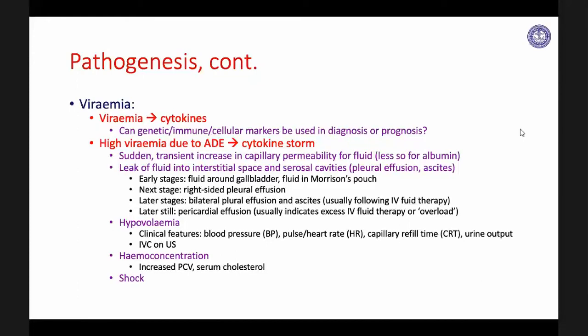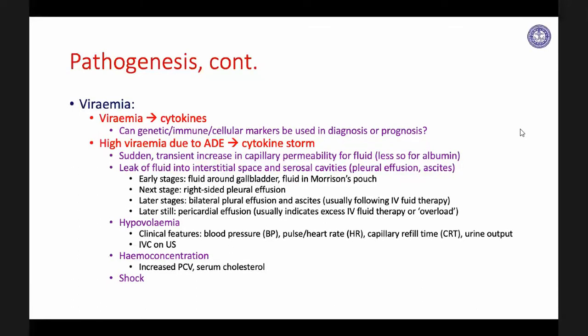The next consequence of this fluid leakage is hemoconcentration, because you can understand when there's a certain blood volume and the plasma leaks out, the proportion of red cells is now increased. Therefore, when you take a blood sample, although the patient is hypovolemic, the blood is now hemoconcentrated. So that can be seen as either an increase in packed cell volume or an increase in serum cholesterol compared to baseline levels. And of course, when there's enough hypovolemia, the patient will develop circulatory shock.